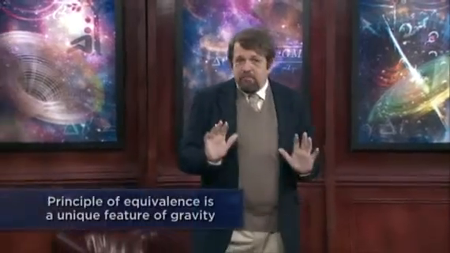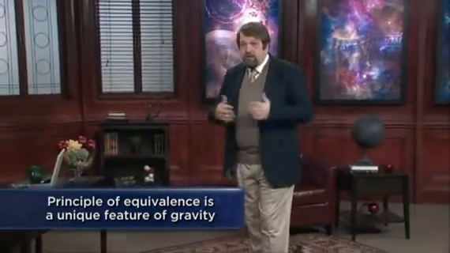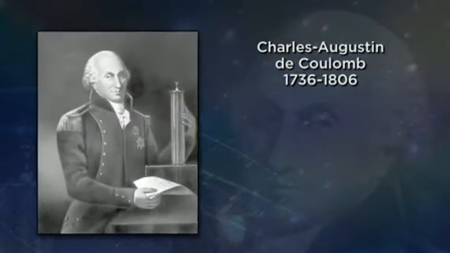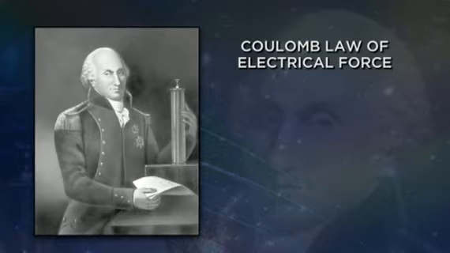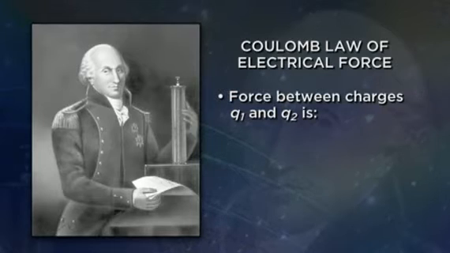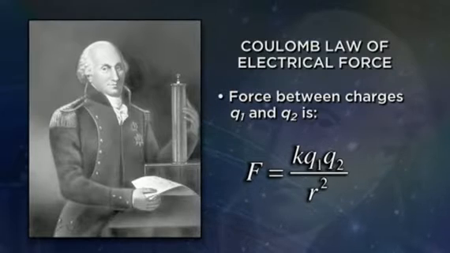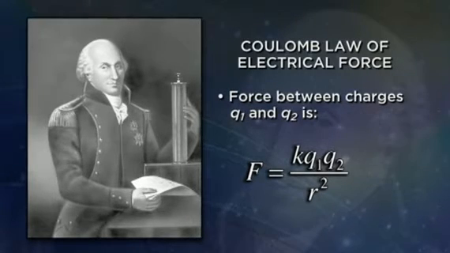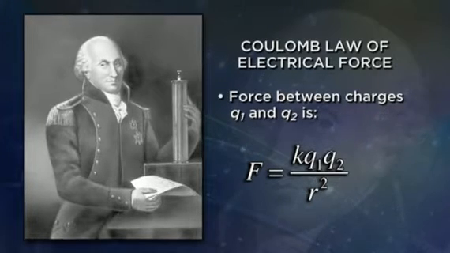As a matter of fact, this principle of equivalence is a unique feature of gravity. Other forces of nature simply do not have this property. Let's discuss an example. About 100 years after Newton, the French physicist Charles-Augustin de Coulomb figured out the law governing the electric force between two charges. His equation looks a lot like Newton's law of gravity. That is, the force between charges Q1 and Q2 is given by the equation F equals K times Q1 times Q2 over R squared, where K is a constant expressing the strength of the electric force.